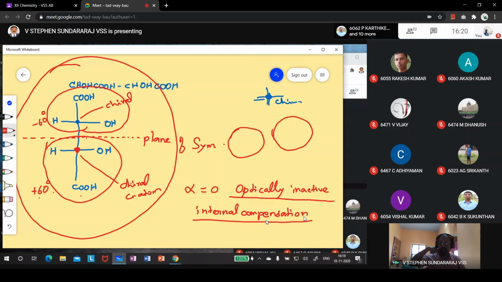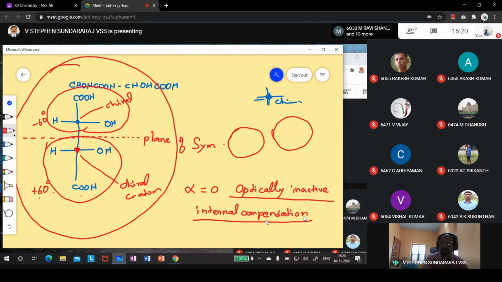It's only the meso form. Whenever there is a plane of symmetry, a meso form will be there. It will be optically inactive, but it is an optical isomer. Isomer is different from activity. Isomer means the same formula, different arrangement. But rotating the plane polarized light is called optically active, and not rotating it means optically inactive. That's all. Optical isomer and optically active have no relation. If it is changing the plane polarized light, it is active; not rotating means not active. That's all.